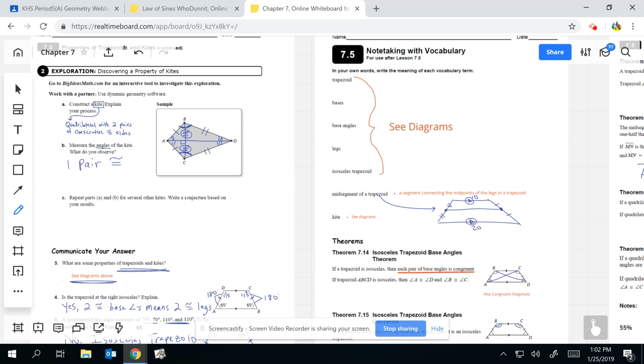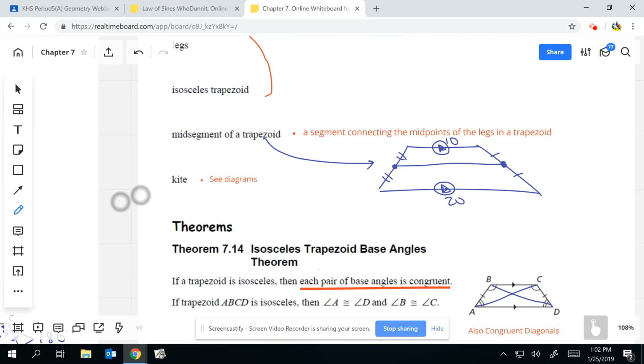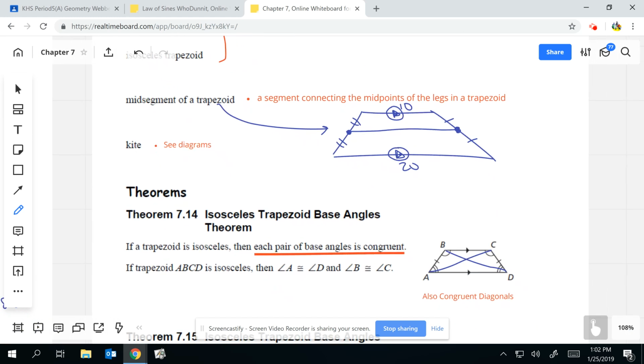The sixth one is called the mid-segment. Mid-segment of a trapezoid is a segment in the middle. Basically, it's a segment connecting two midpoints. So the key word there, midpoints. This point is a middle point because it's got two equal pieces on the sides of it. This one's also a midpoint because it's got two equal pieces on the side of it. So a segment that connects them is called a mid-segment. And a mid-segment is the average of the bases.